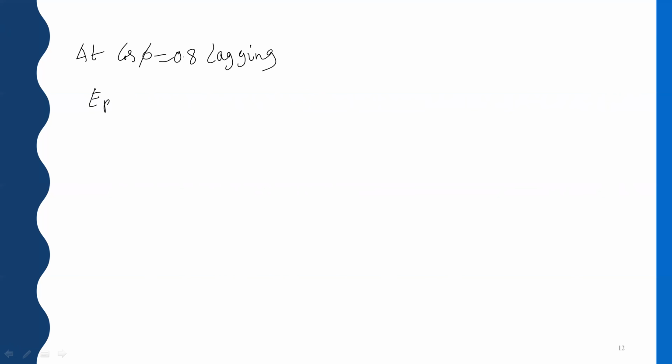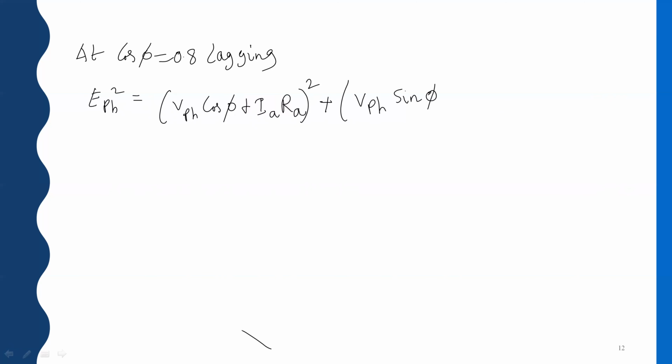So E phase whole square, the formula is equal to (VPH cos phi plus IA RA) whole square plus (VPH sin phi plus IA XS) whole square. Since it was lagging, I am taking plus. If it was leading, it will be minus. This is my formula, students.